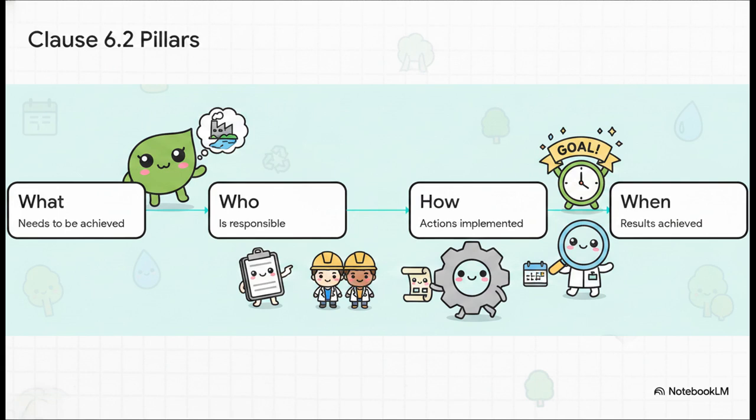2. Who is responsible? 3. How the actions will be implemented using specific methods. And 4. When the results will be achieved, with strict timelines. Without those 4 elements locked in, your objective is just going to stagnate.